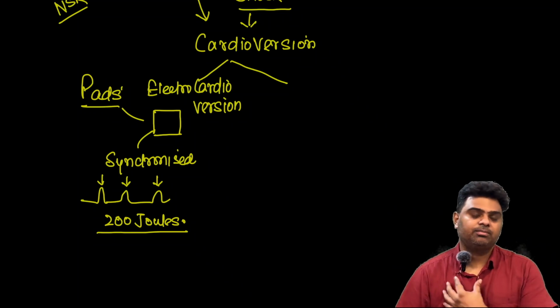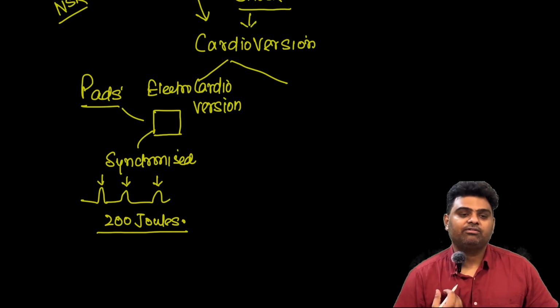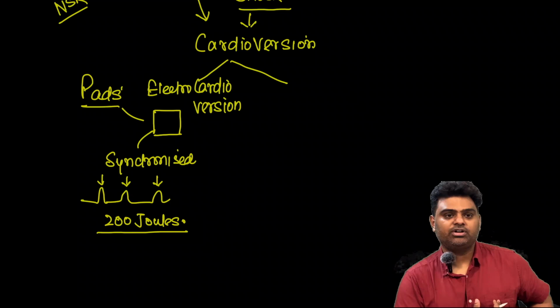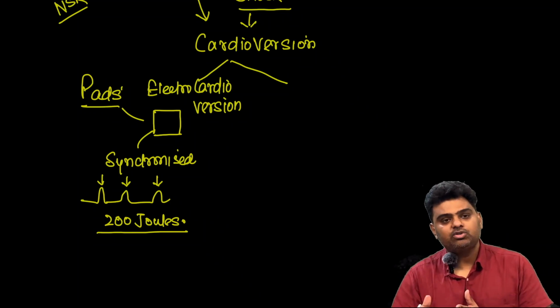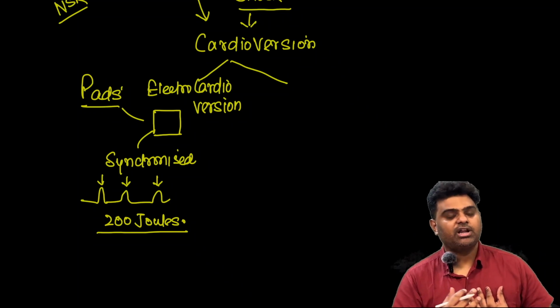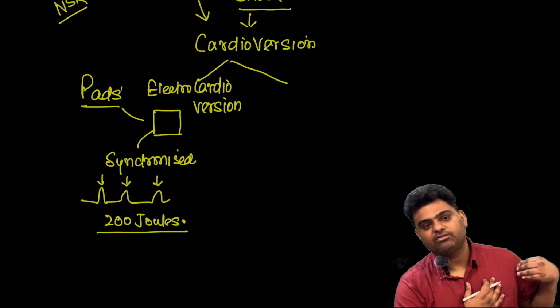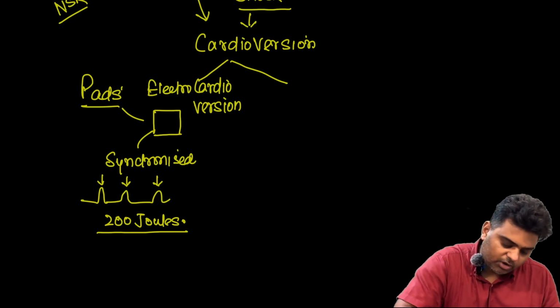There are two positions, one on the right side just below the clavicle, and on the left side in the fifth intercostal space. And if the patient is very obese, or in case of females, you can put the pad over the sternum slightly on the left side and the second pad on the left side just opposite to the first pad. So this is the way of electrocardioversion.